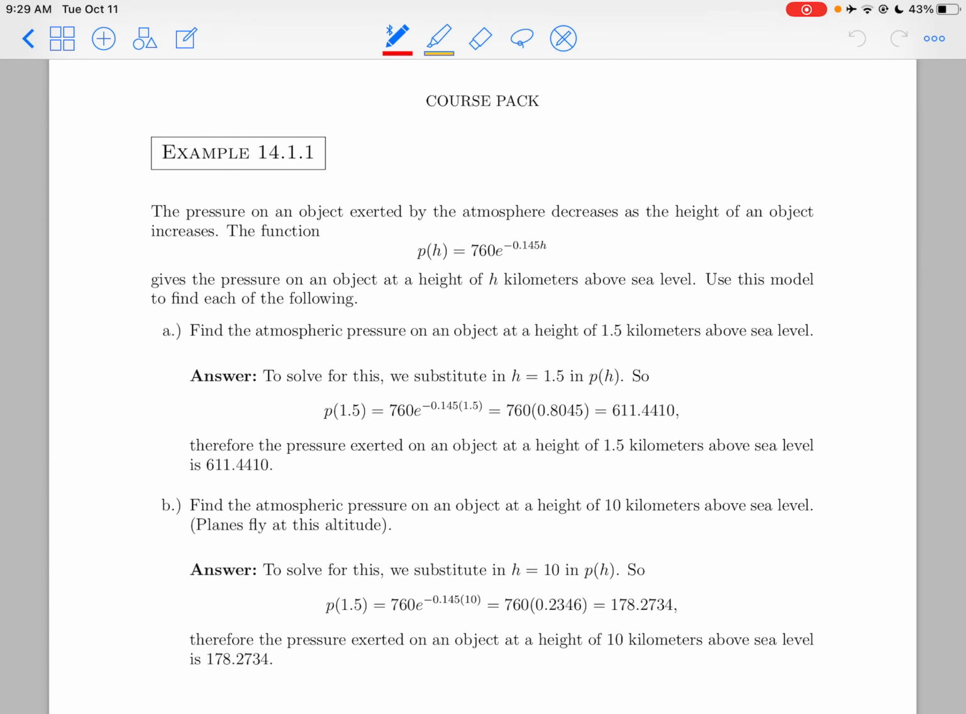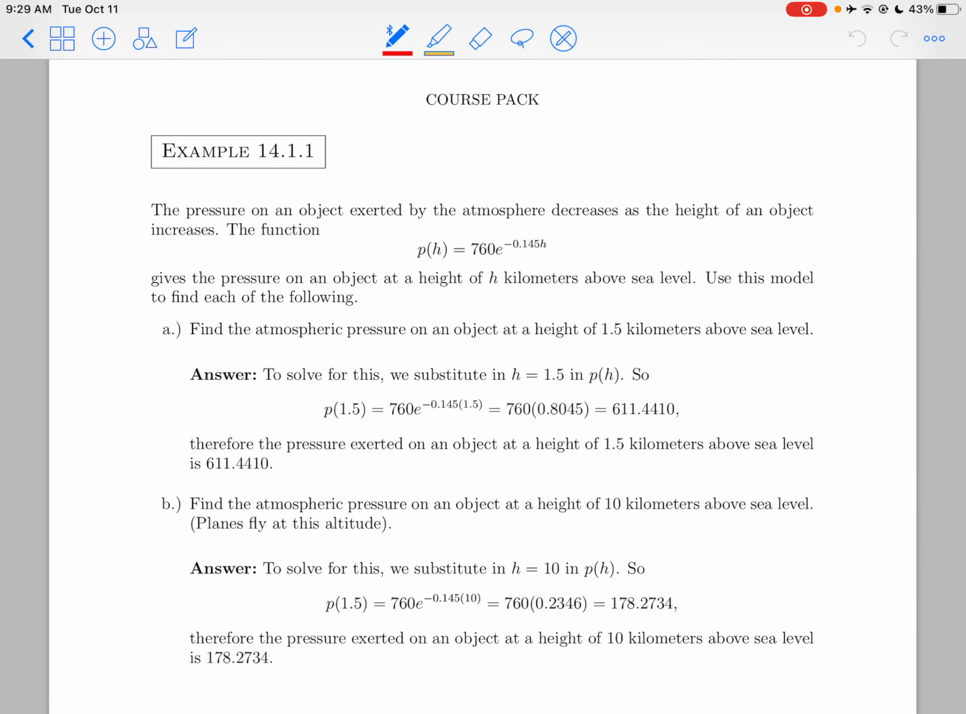Let's go ahead and look at our first example. So this is looking at the pressure on an object exerted by the atmospheric pressure. And as the height of the object increases, we see that its atmospheric pressure decreases. Again, we're looking at a decay function. K is negative in this situation. So as our height, h, increases, our atmospheric pressure, our overall function, is going to decrease. Because that k value is negative, I've got a decay function, so my overall function value is going to decrease.